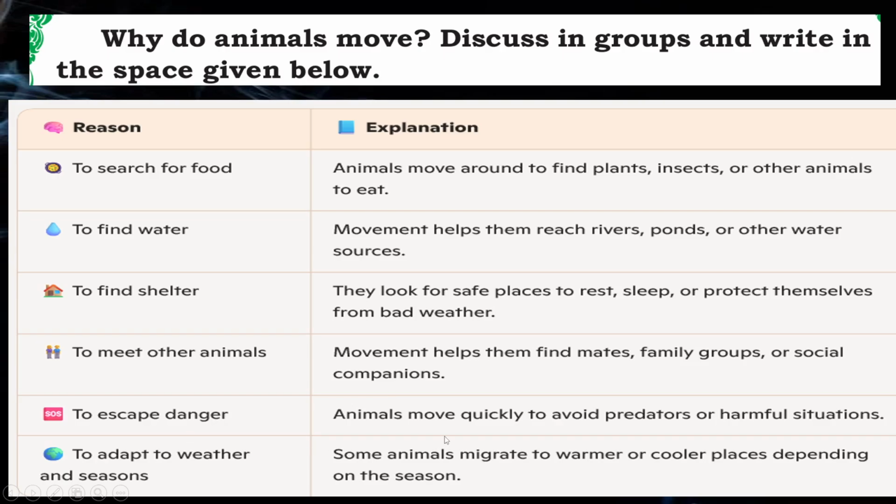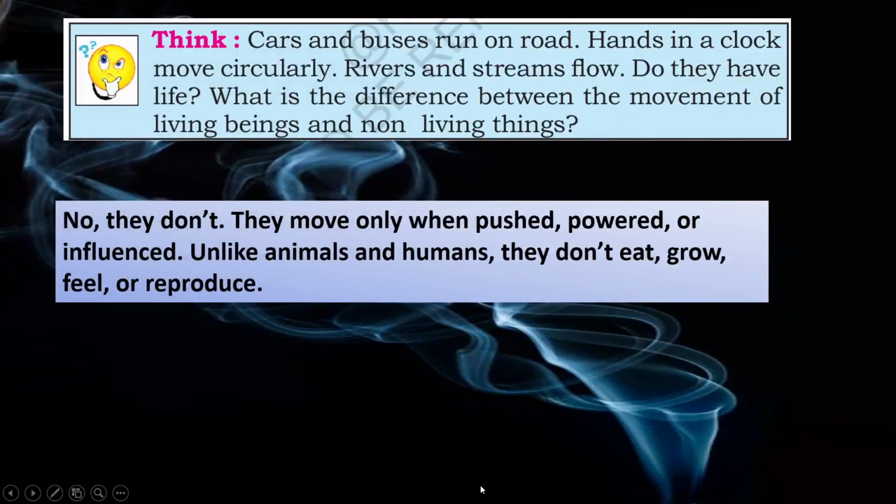To escape danger, animals move quickly to avoid predators or harmful situations. To adapt to weather and seasons. Some animals migrate to warmer or cooler places depending on the season.